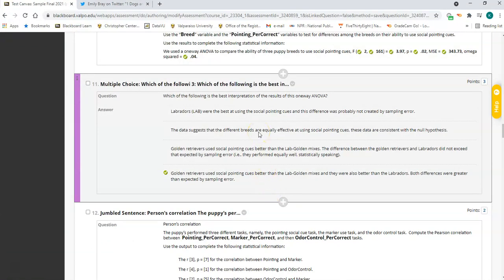Which of the following is the best interpretation of this one-way? So it's this one down here. Golden retrievers use the pointing cues better than the lab golden mixes, and they also did it better than the Labradors, and both differences were greater than what's expected by chance, or by sampling error, because both of those p-values were compelling. Okay, now again, I might ask you a question about the d next time, in addition to, or so you should be able to interpret the d, the mean differences, everything.